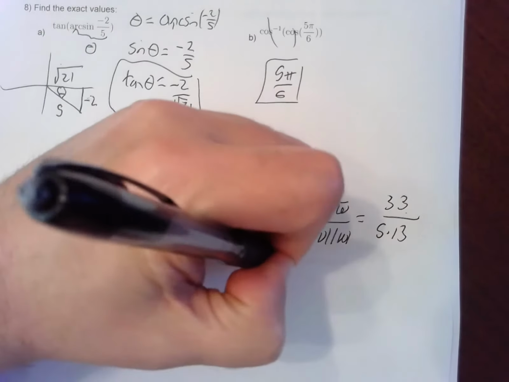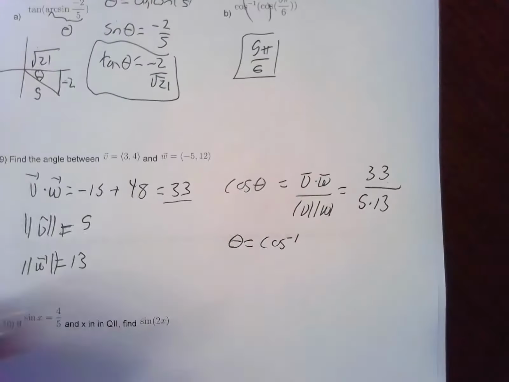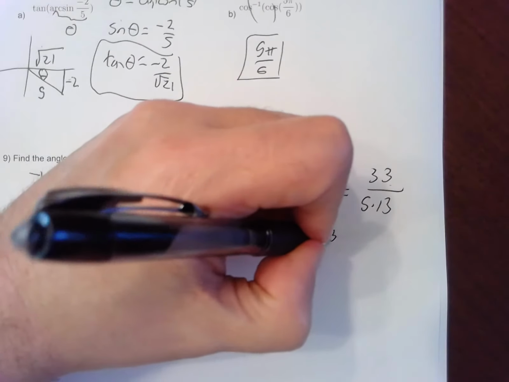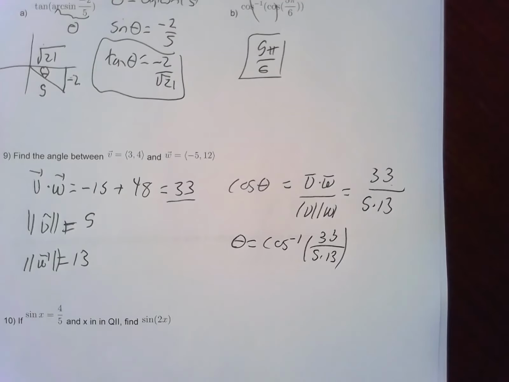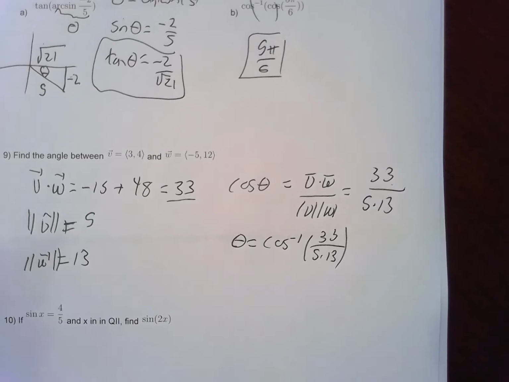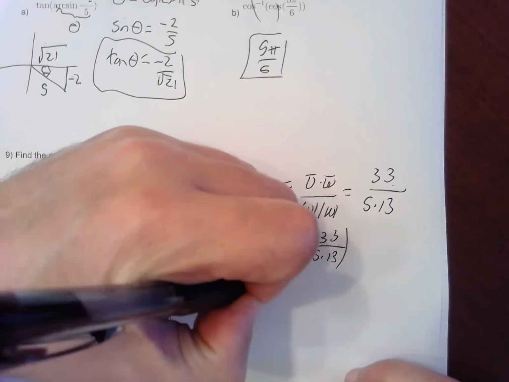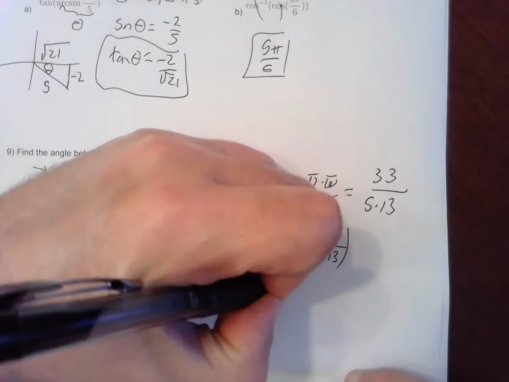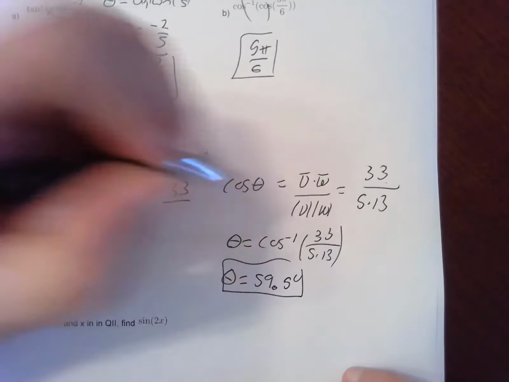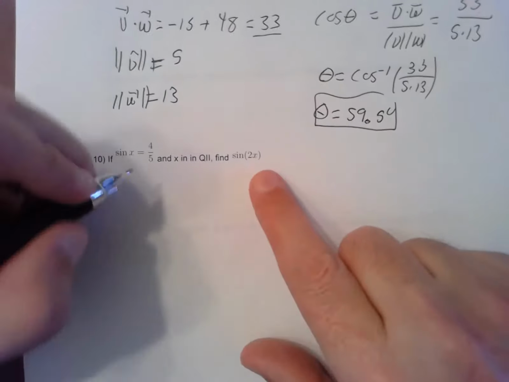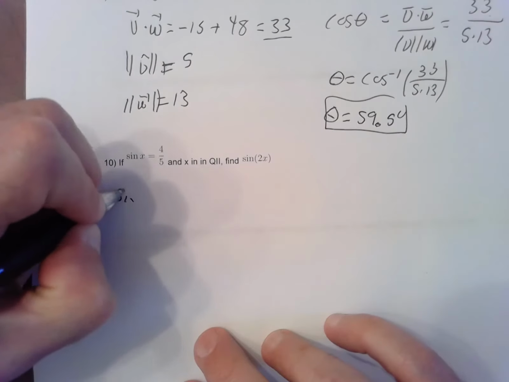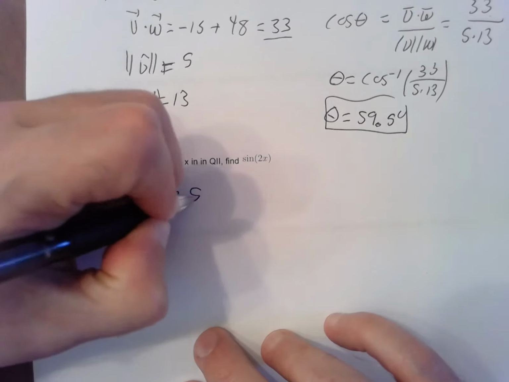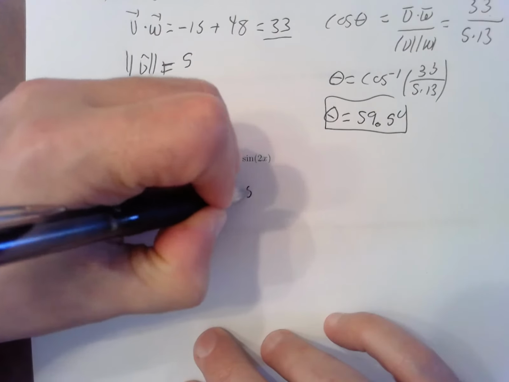So theta is inverse cosine, and we can trust the calculator here. Okay, so pause, type that in. And I got 59.5, I think it was. 59 something. 59.5 degrees. Okay, sine of 2x. Double angle formula: sine of 2x is twice sine x, cosine x.